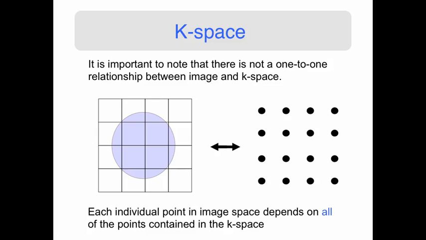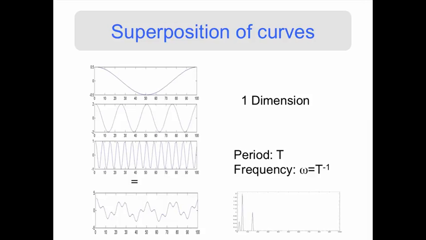Now, it's really important to note that there's not a one-to-one relationship between image and K-space. Each point in the image space depends on all the points contained in K-space. So I can't choose a single point in K-space and expect that to give me full information about a single voxel in the brain. To really understand what a K-space measurement represents, it's instructive to look at it in one dimension as a time series.